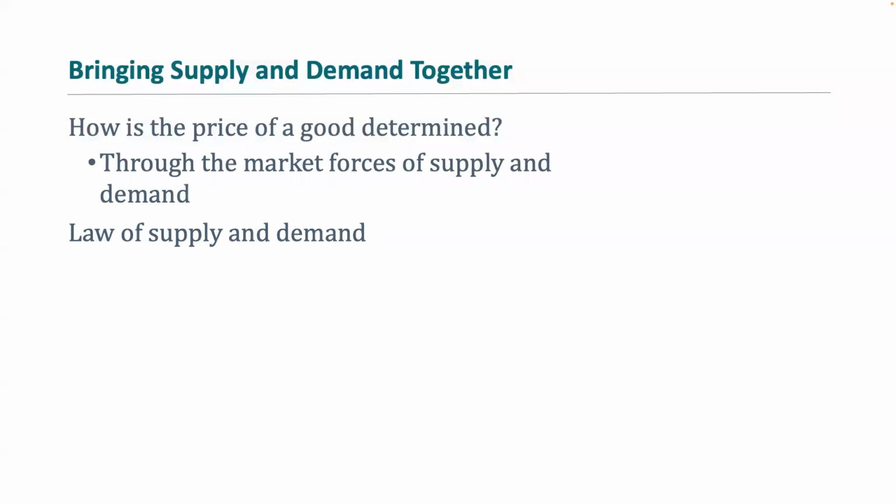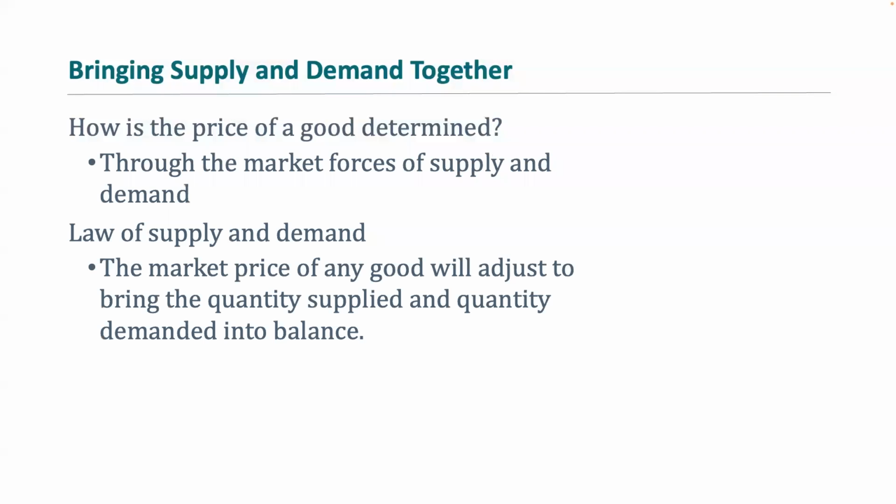And bringing supply and demand together, we have the law of supply and demand. We've examined supply and demand separately, but we want to see how these interact. So the law of supply and demand is that the market price of any good will adjust to bring the quantity supplied and the quantity demanded into balance. This goes back to that invisible hand that we talked about before. And this is the real power and potential of supply and demand analysis. And it's predicting how prices and output in the entire market will change.